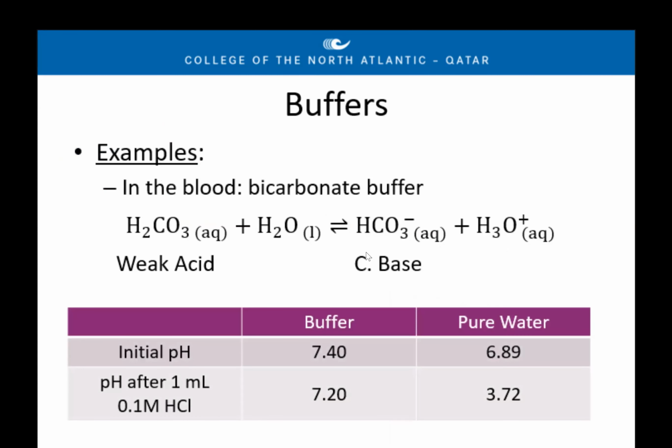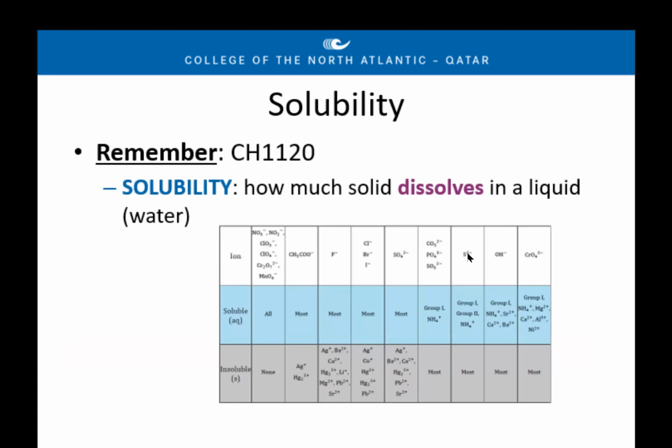This is the one I was talking about in your blood. It's a bicarbonate buffer. So you have a weak acid in your blood, carbonic acid, and you have a weak base in your blood, hydrogen carbonate. And when something gets into your blood that might want to change the pH, for example, if it's an acid, the weak base reacts with it. If it's a base, the weak acid reacts with it, and it neutralizes those changes.